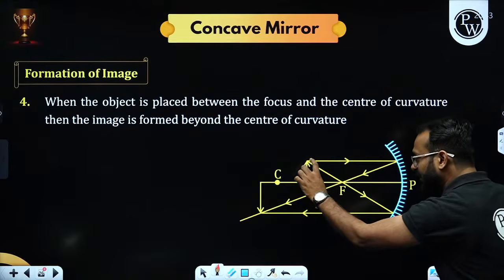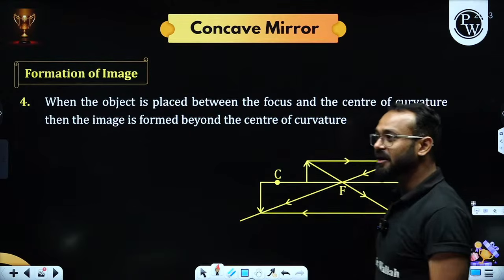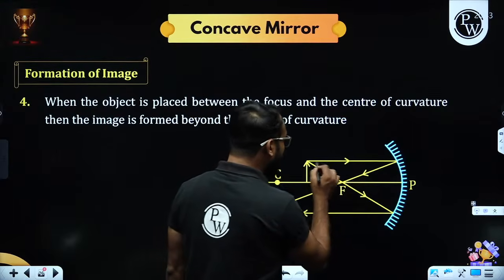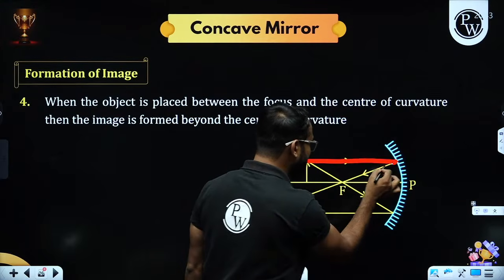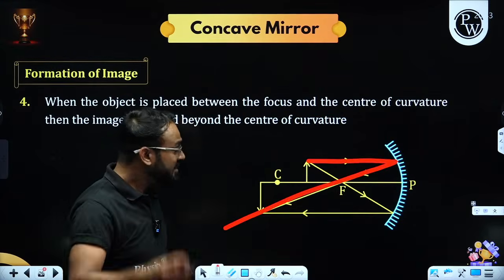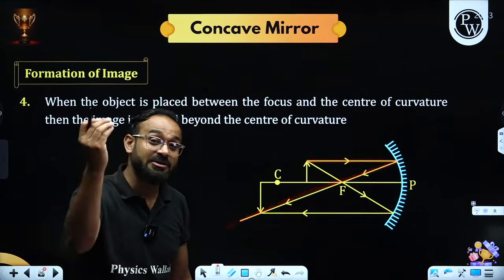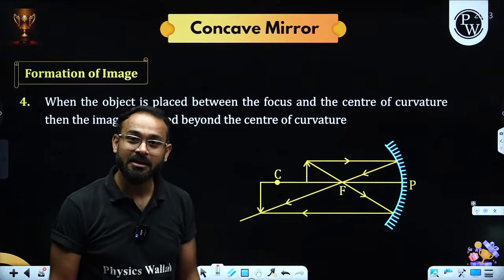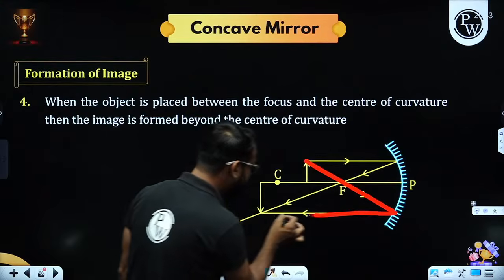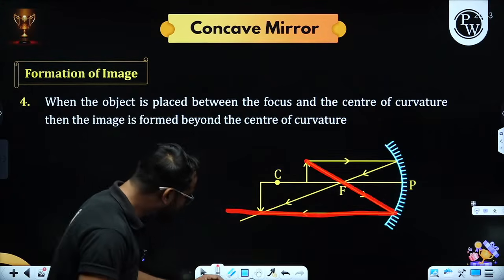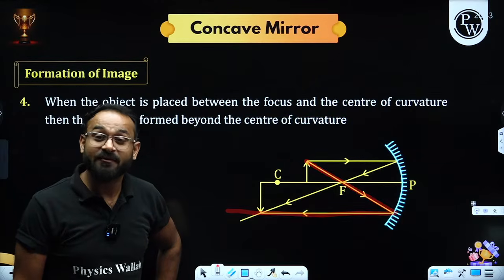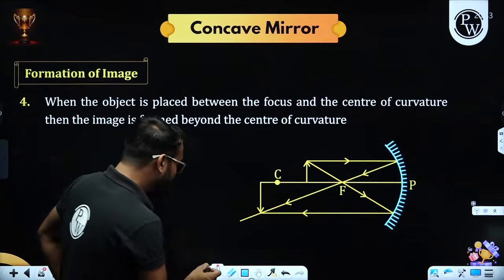Object kept between center of curvature and focus. Follow the rules. A ray of light passing parallel to the principal axis, after reflection, passes through focus. Second, a ray of light passing through focus, after striking, goes parallel to the principal axis. Clear, sir. Image is forming beyond center of curvature.